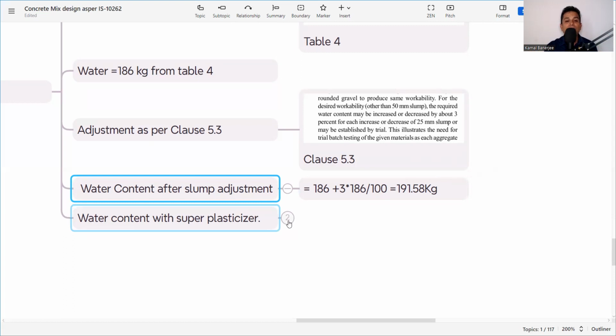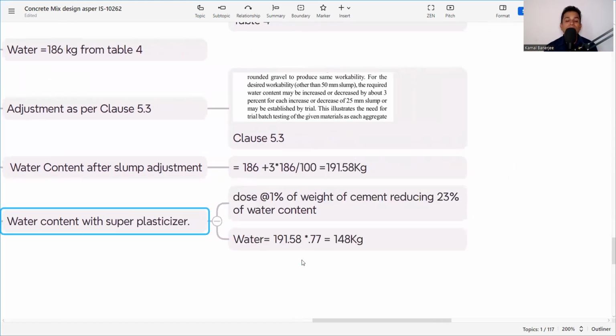Now the water content with super plasticizer. You remember that we are using super plasticizer, because it will reduce the water cement ratio or water content. Why? If the water content is less, the workability will be the same, but our strength and durability will be more. So what will be the dose? It is also mentioned in the annexure of IS 10262. Please check that the dose will be 1.5%, and the maximum water reduction we can use is 20 to 30%. Here we are accepting a 23% reduction in the water content.